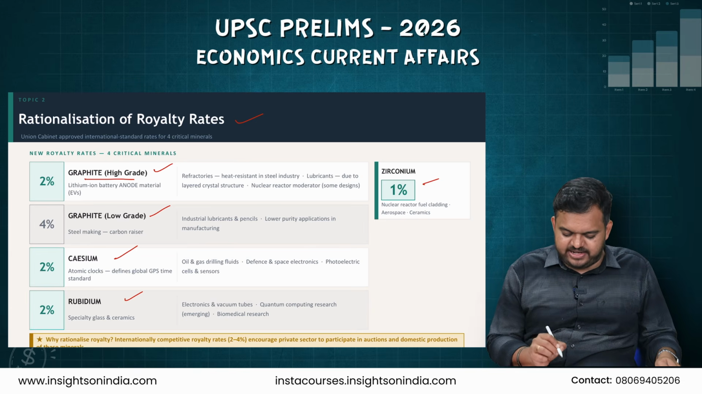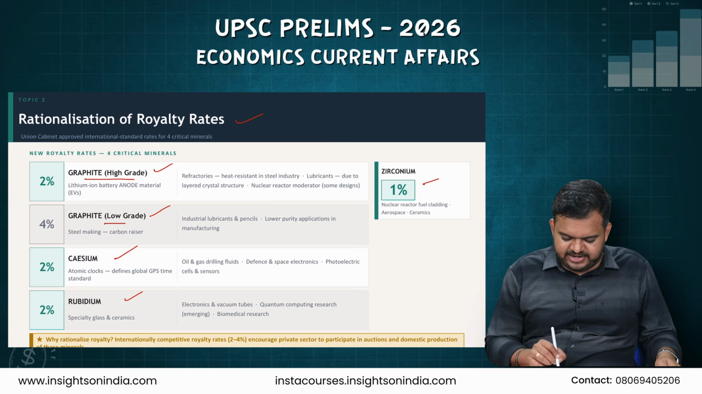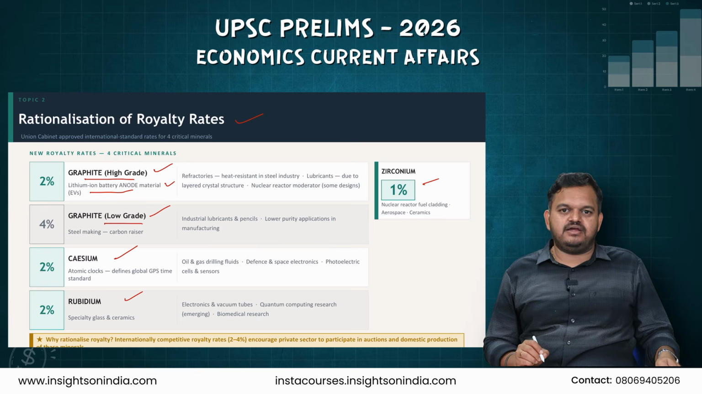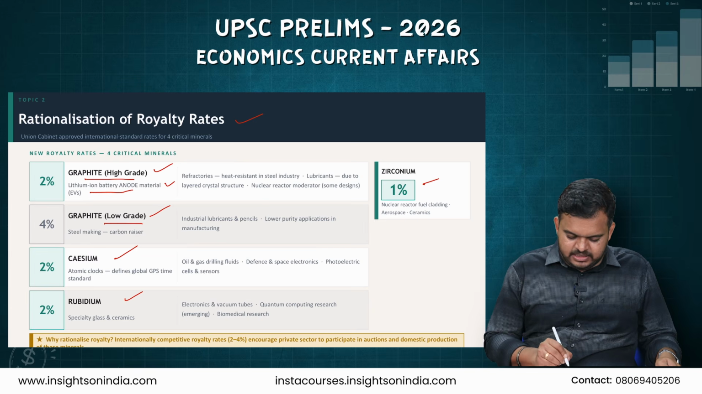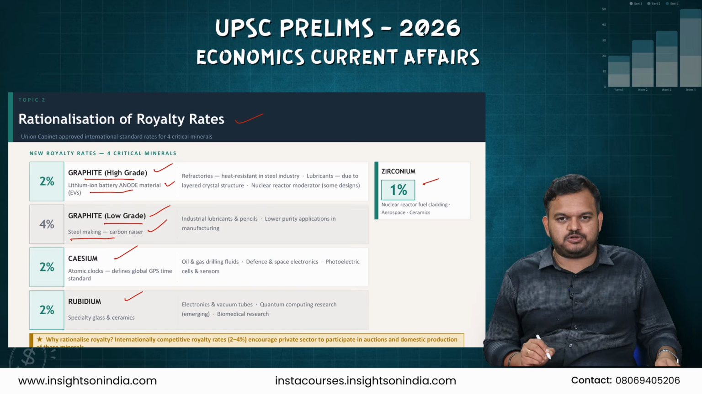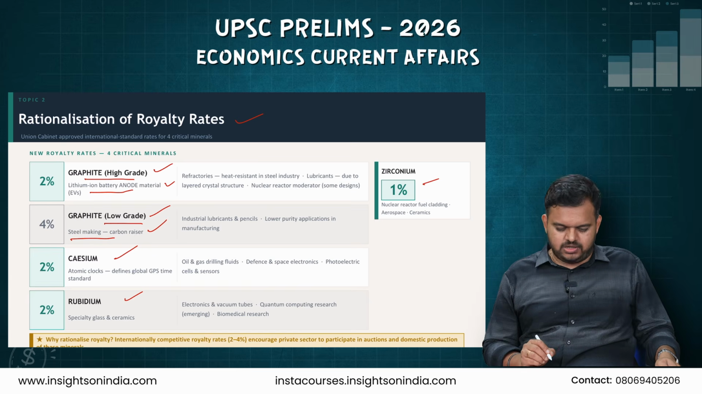High grade graphite. There is a low grade graphite as well. High grade graphite is used in lithium ion batteries as an anode material. Anode, cathode, you must be knowing this, right? High grade graphite is used as anode material in the lithium ion batteries. Low grade graphite is used in the steel making industry to increase the carbon content.